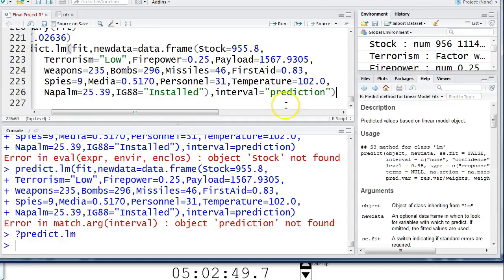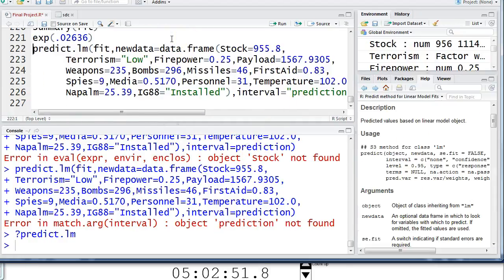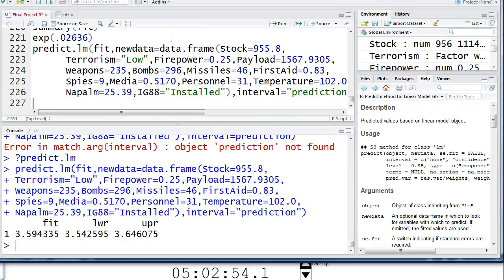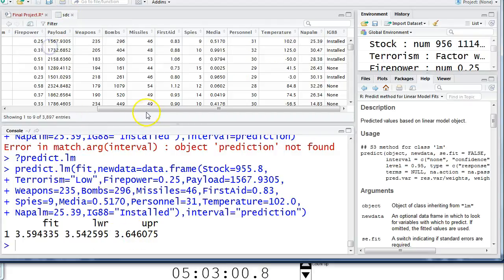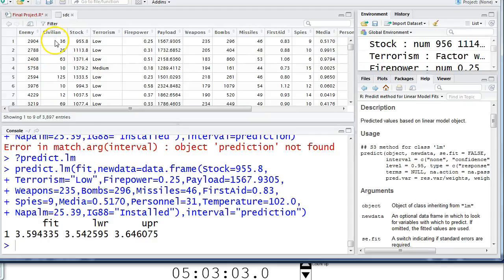What? Alright, now I've had to pull up the actual help menu. Let's try it again. Oh, look at that! So, lower is 3.54, upper is 3.64, and the answer was, this is row 1, 36. Oh, that's not good.